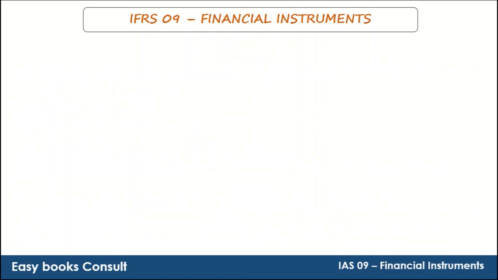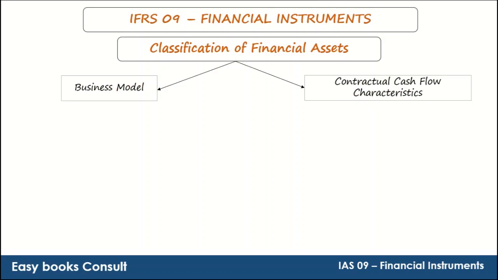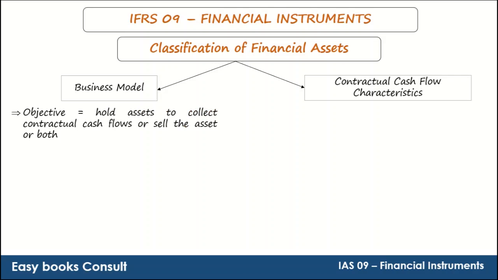Now, let us discuss the classification of financial assets. An entity shall classify financial assets based on their subsequent measurement at either amortized cost or fair value on the basis of two criteria, namely the entity's business model for managing the financial asset and the contractual cash flow characteristics of the financial asset. Entity's business model means the objective of holding the financial assets either for trading or for collecting contractual cash flows.